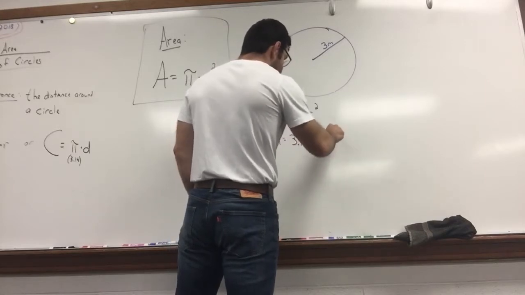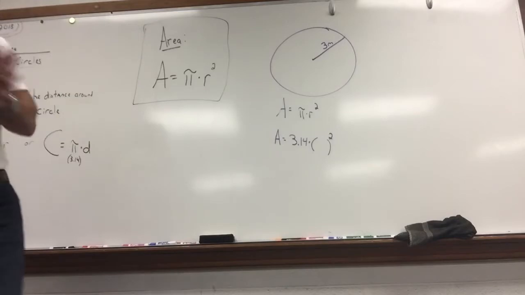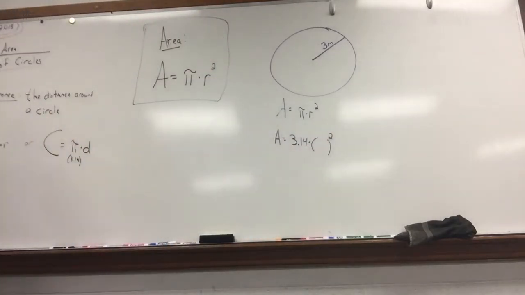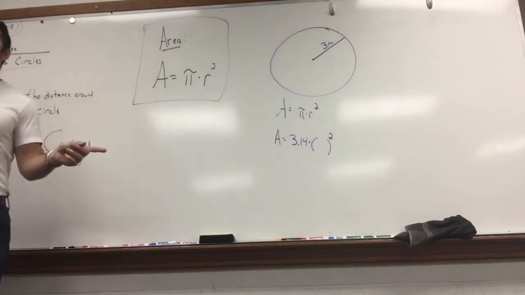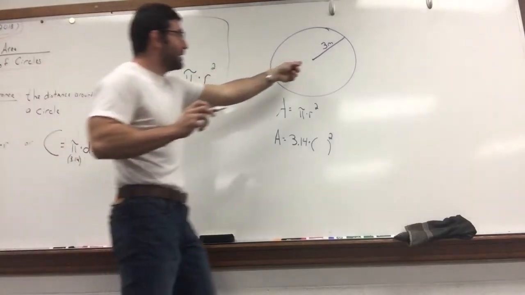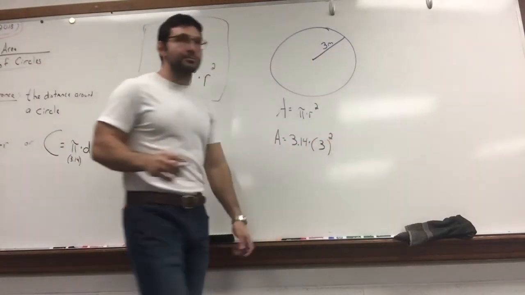And I'm going to put parentheses and a second power immediately. Immediately, I leave parentheses and a second power, because I know that whatever is in that parentheses, I have to do to the second power. So what number am I putting in those parentheses? Izzy, what number am I going to put in those parentheses? 3. The radius, r, is 3.